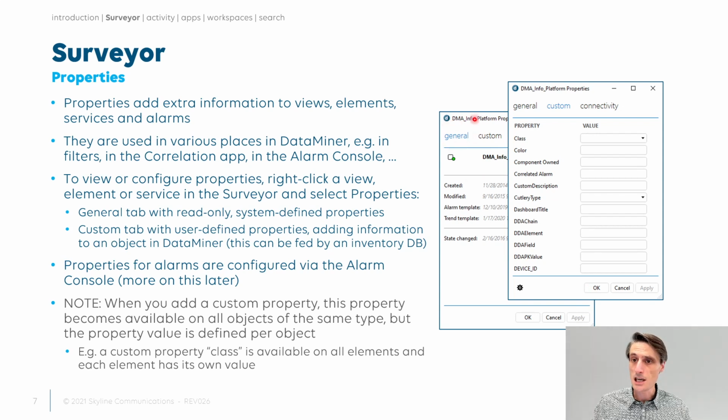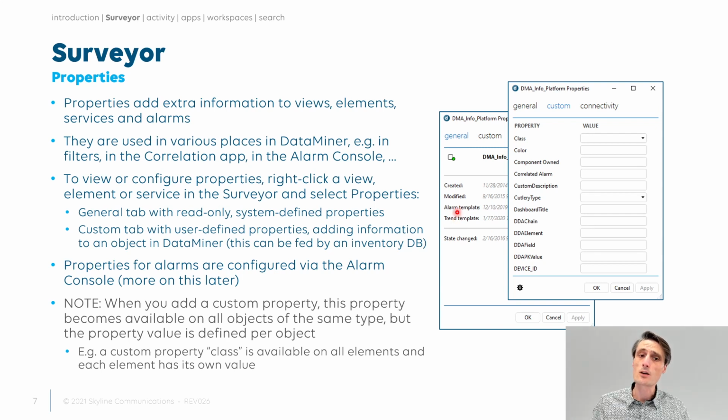In this case, for the elements that we selected, we can see when it was created, modified, or last modified, when the alarm template was changed, etc. So those are default properties that are always available for a specific object.